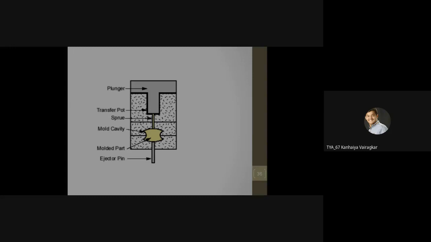Okay, simple thing. Now what will be there if a similar kind of component is required to be manufactured by compression molding? This setup is not required. You can directly put the material inside the cavity and compress it. This sprue and extra plunger requirement will not be there. But here it is required because we are transferring the material from another cavity to the main cavity.